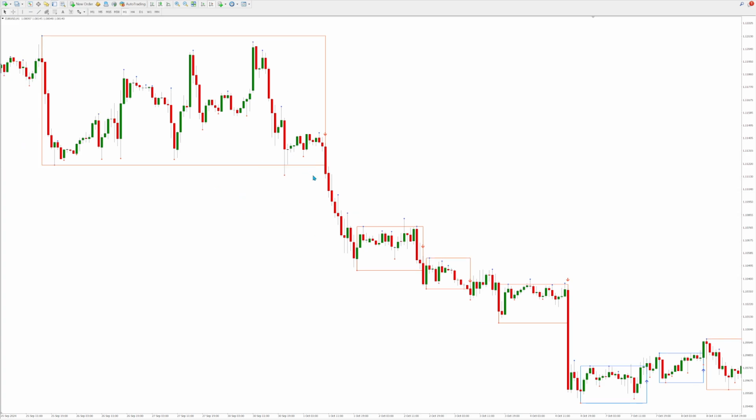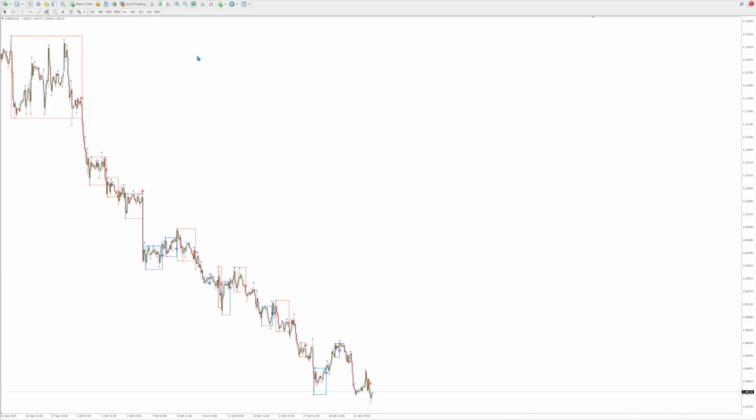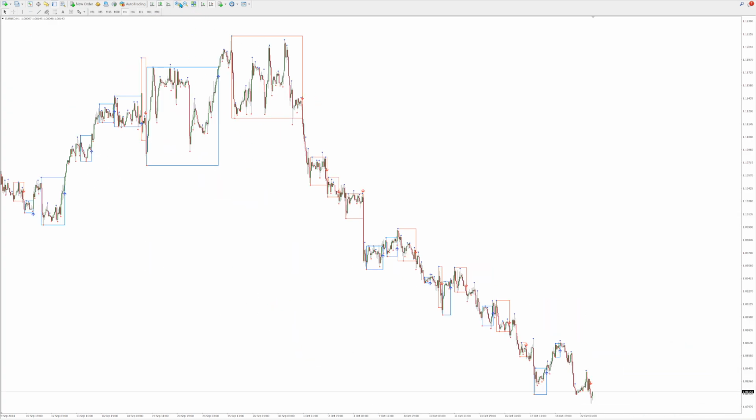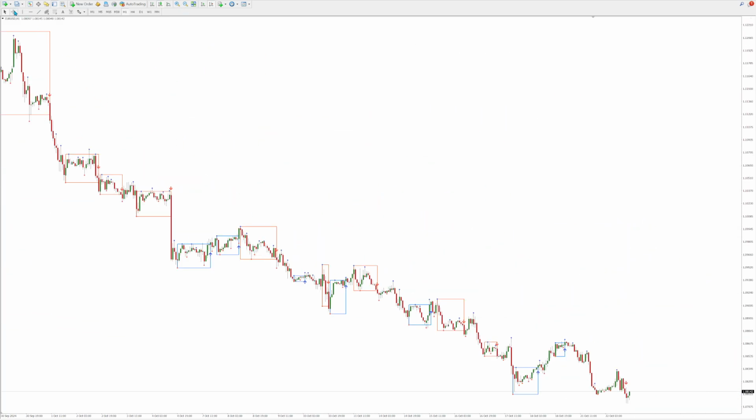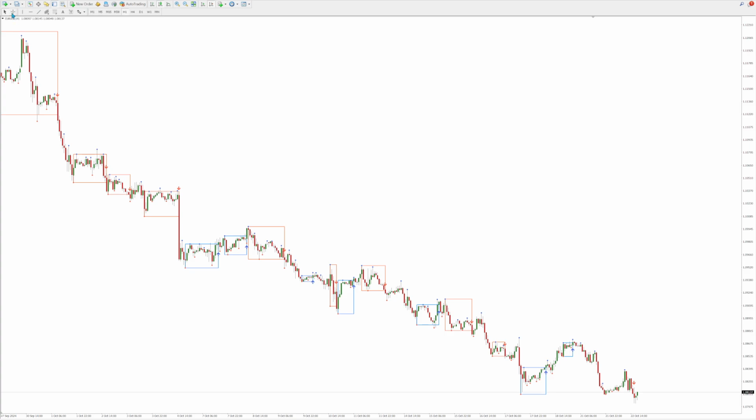So this particular breakout here, based on the Darvas box, if we zoom out, we can see would have been a fantastic entry point into this downtrend. So breakout on the low of the box, over 300 pips of profit in one trade.